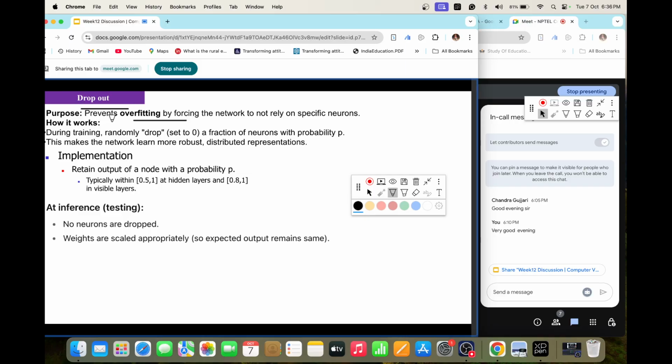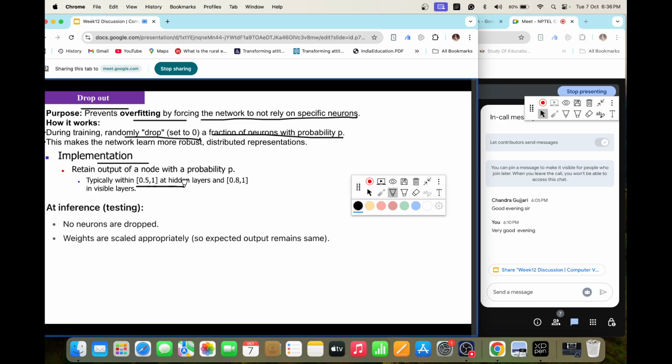Dropout prevents overfitting by forcing the network to not rely on specific neurons. During training we randomly drop a fraction of neurons with probability p. That means we do not take all the neurons; we intentionally drop some neurons with probability p. This is how we implement it: we choose a probability by which we drop the neurons, and then we drop the neurons like that.